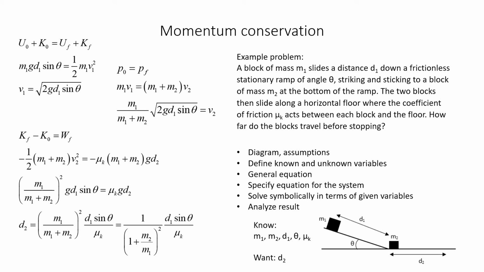What I can see is that d2 will be bigger for the larger d1 sine theta. That makes sense. If the block started from a larger height, or a larger d1 sine theta, then you'd expect the two blocks to travel farther as they moved along after sticking together. d2 is smaller for larger mu k, which makes sense. A larger coefficient of friction will make the distance that they travel less. And also I can see that if m2 is larger, then they will travel a smaller distance, and if m1 is larger, they'll travel a larger distance. That also makes sense, because m1 is carrying the energy coming down off of the ramp.